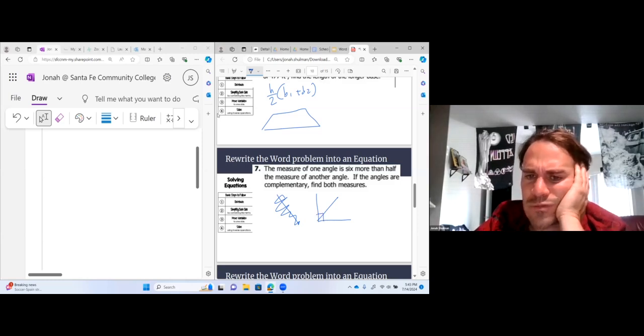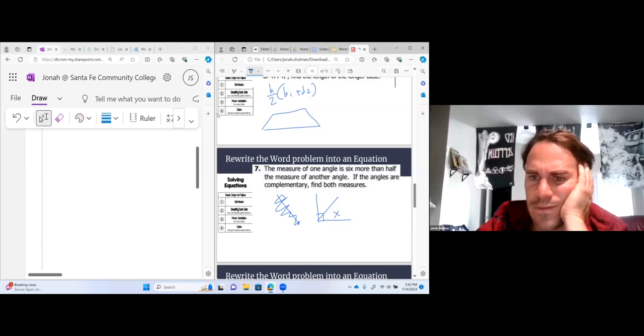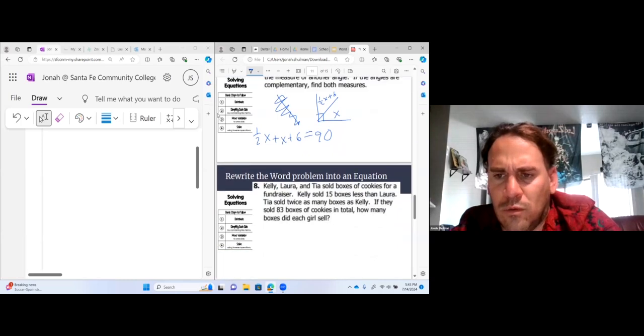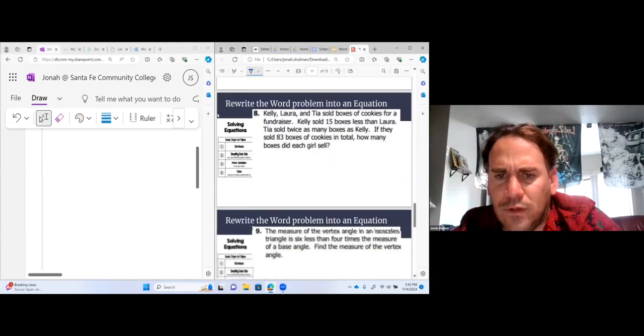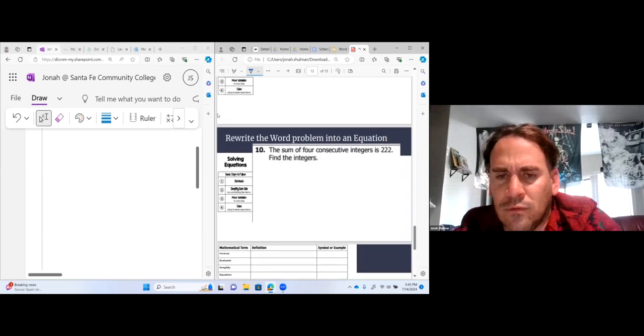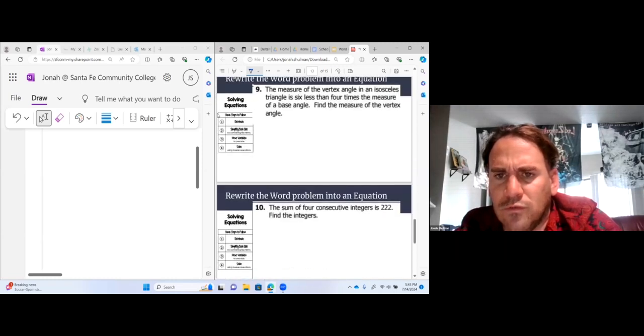One angle is 6 more than half the measure of the other angle. So one is your first angle, x, and this is the other angle, which is 6 more than half the other one. So 1/2 x plus 6. So it's 1/2 x plus 6 equals 90. Here's another situation. Cool.